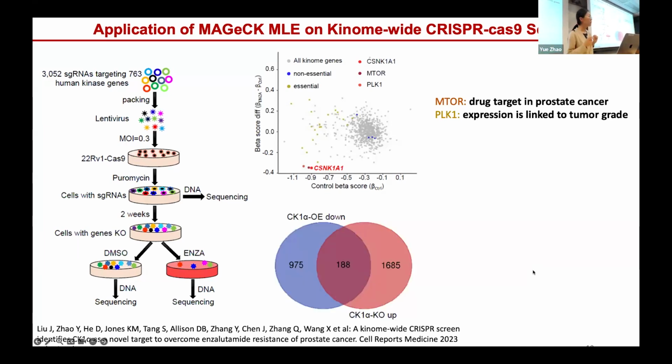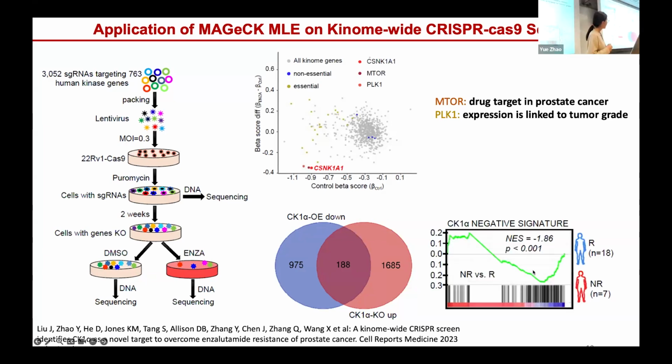So we went on to do further validation tests in the 22RV1 cell line, and we developed a 188 gene signature that overlaps the CK1 alpha overexpressed genes and the CK1 alpha knockout upregulated genes in the CK1 alpha knockout cells compared to the control. So CK1 alpha is the protein that is encoded by CSNK1A1.